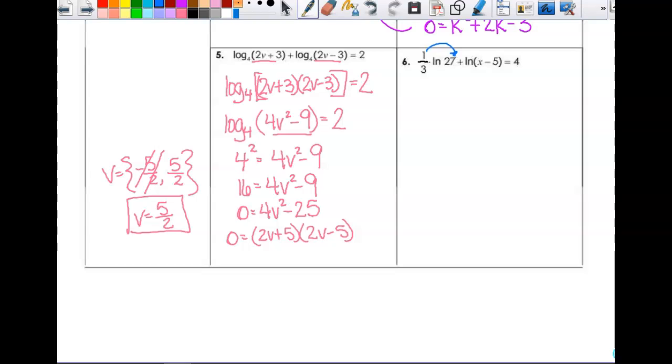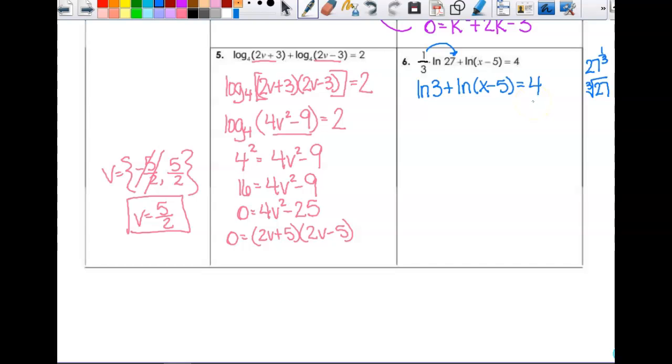What does the 1/3 power mean? Cube root. So if I have 27 to the 1/3 power, it's the same as the cube root of 27, right? So what is the cube root of 27? 3, good. So I'm going to go ahead and rewrite this as the natural log of 3 plus the natural log of x minus 5 equals 4.